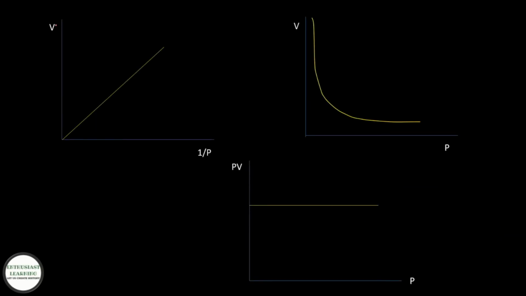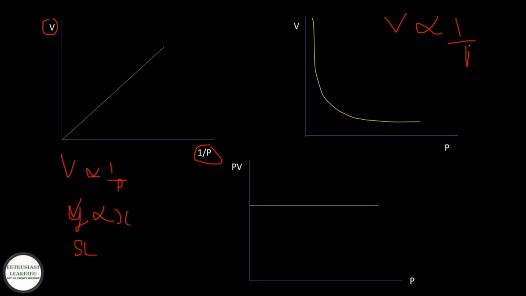Now graphs. Here on the y-axis there is V and on the x-axis it is 1 by P. We know that V is directly proportional to 1 by P, that means y is directly proportional to x, so it will be a straight line. Second graph, on the y-axis it is V and on the x-axis it is P. We know that V is inversely proportional to P, that means y is inversely proportional to x, so the graph will be a rectangular hyperbola.